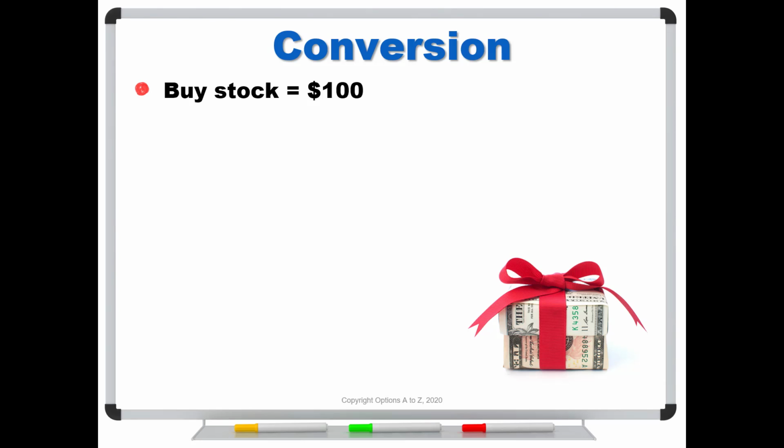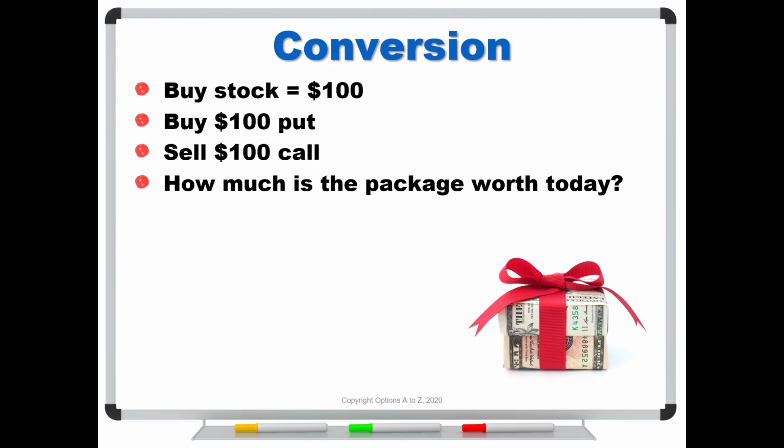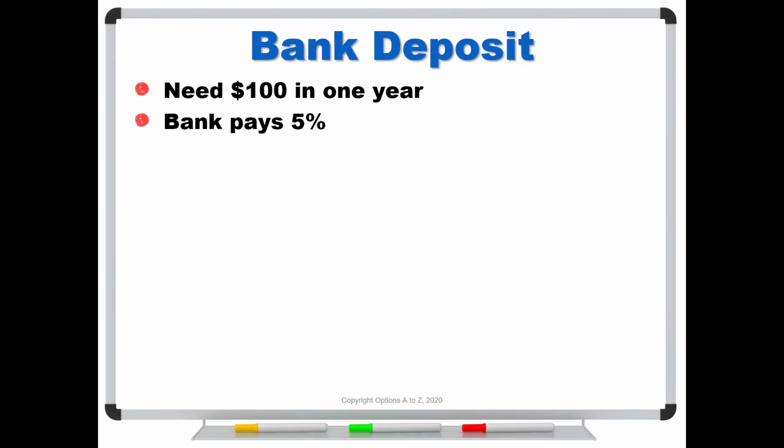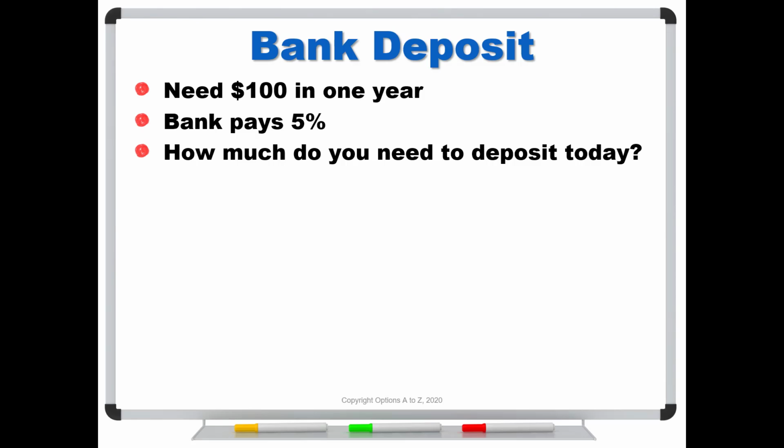Let's say that you buy shares of stock for 100, you buy the $100 put, and you sell the $100 call. So the first question we have to answer is, how much is this package worth today? How much should you spend for these three pieces? Well, because the outcome is known, let's back into it by understanding a bank deposit. Let's say that you need $100 in 1 year and the bank pays 5% interest. So the question we need to answer is, how much do you need to deposit today in order to have $100 in a year?